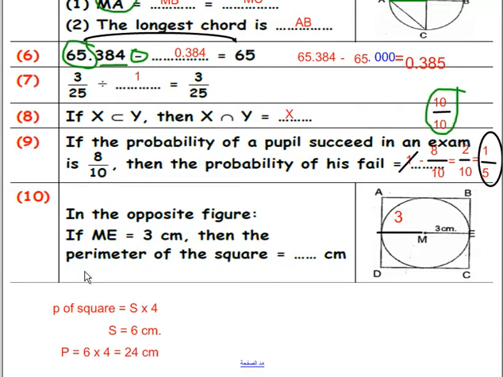So the side length of the square equals 6 centimeters. And you know the rule of the perimeter of a square. Perimeter of a square equals side length times 4, and the side length equals 6 centimeters. So we will multiply 6 by 4 and get 24. Okay, this is the result.